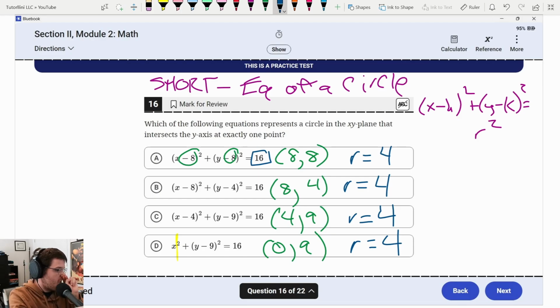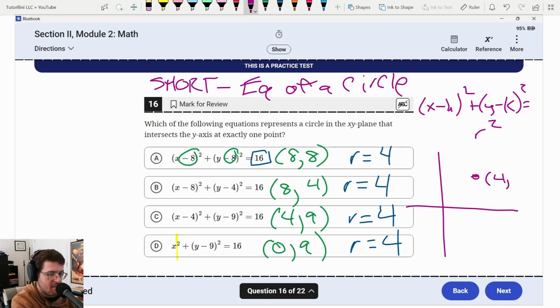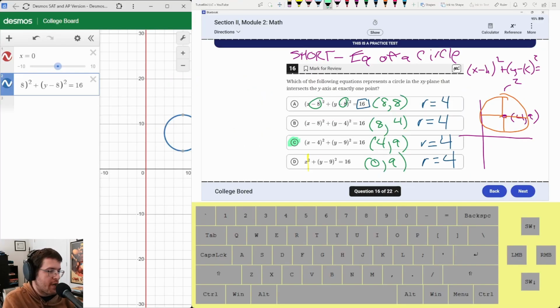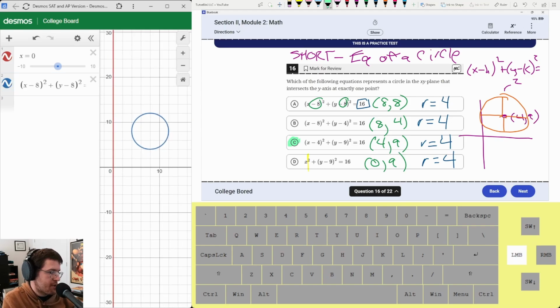Now you could, with your mind's eye, ask which one is 4 away from the y-axis. Well, it would be the one centered at 4, 9. Because look, if I drew 4 away in all four directions, you see it touches the y-axis once. So choice C is the answer. Now, if you weren't sure on this, it's probably easier to just graph them and guess and check. So let's do that. The equation for the y-axis is x equals 0.